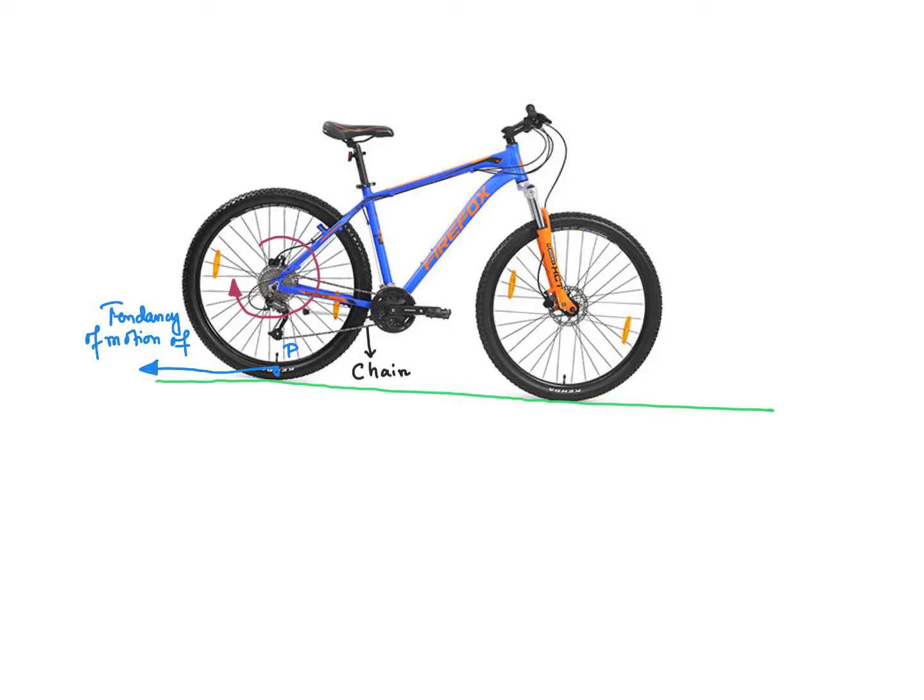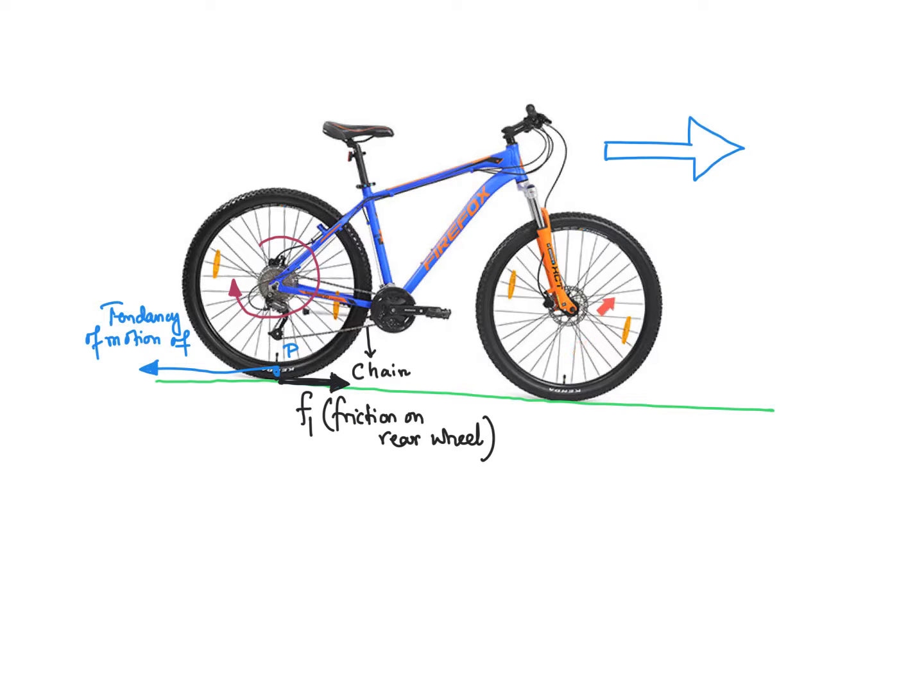Now friction will oppose that, so therefore friction will act in the forward direction, that is towards the right. So say F1 is the friction on the rear wheel. Now what happens? Due to the friction on the rear wheel, due to F1, the cycle starts to move. That means F1 is the cause of the forward motion of this bicycle.